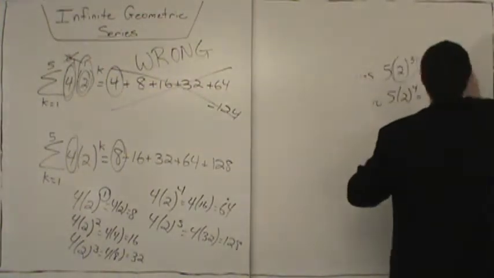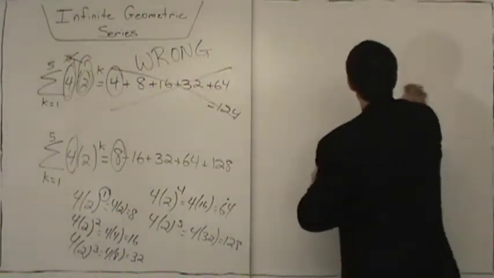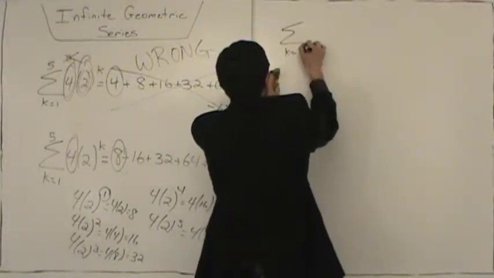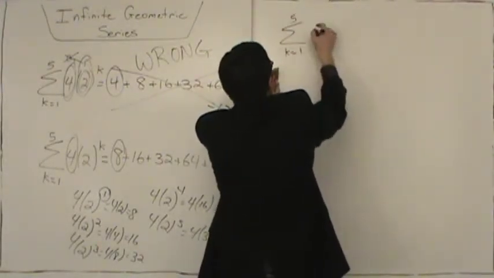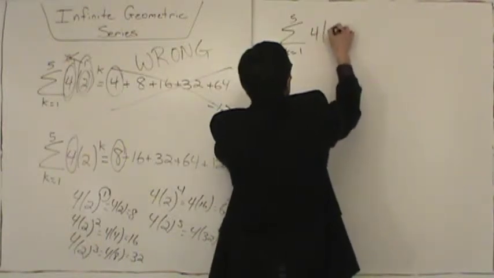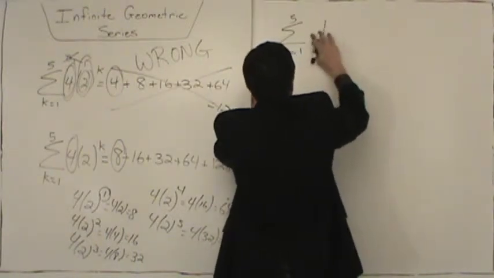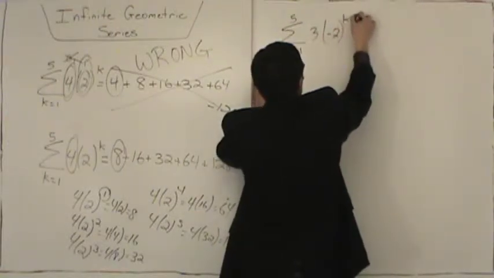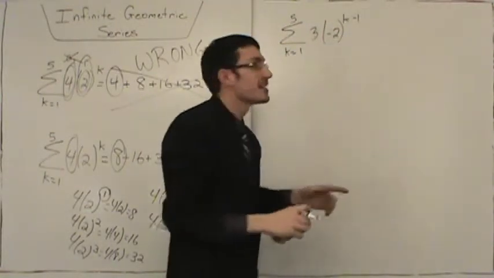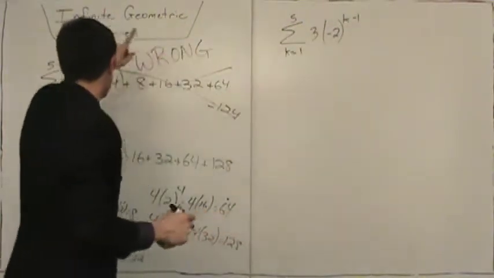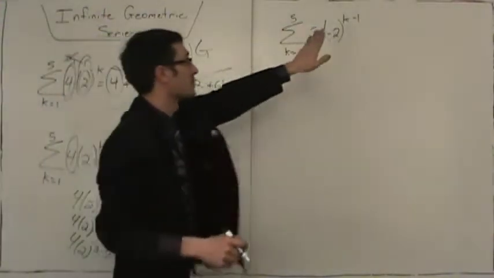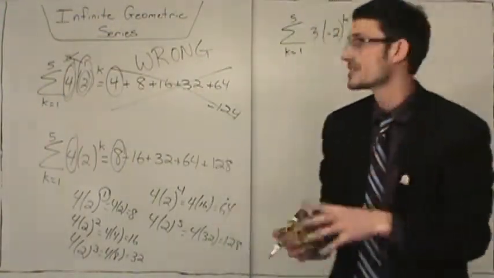So let's pay attention to two things. First, I want to know what the first exponent is. Okay, so sigma k equals 1 to 5 of 3 times negative 2 to the k minus 1 power. Now, it has nothing to do with the k minus 1 versus the k power. That's not the difference. The difference is what's the first exponent.